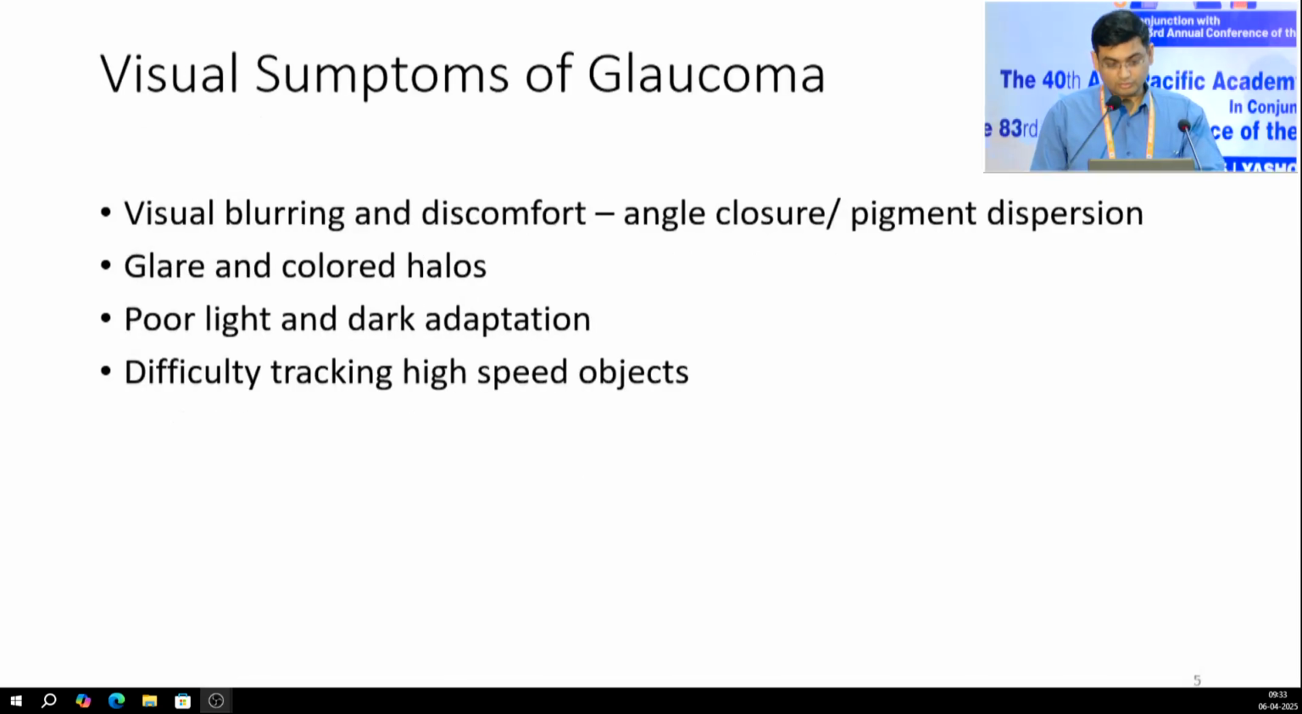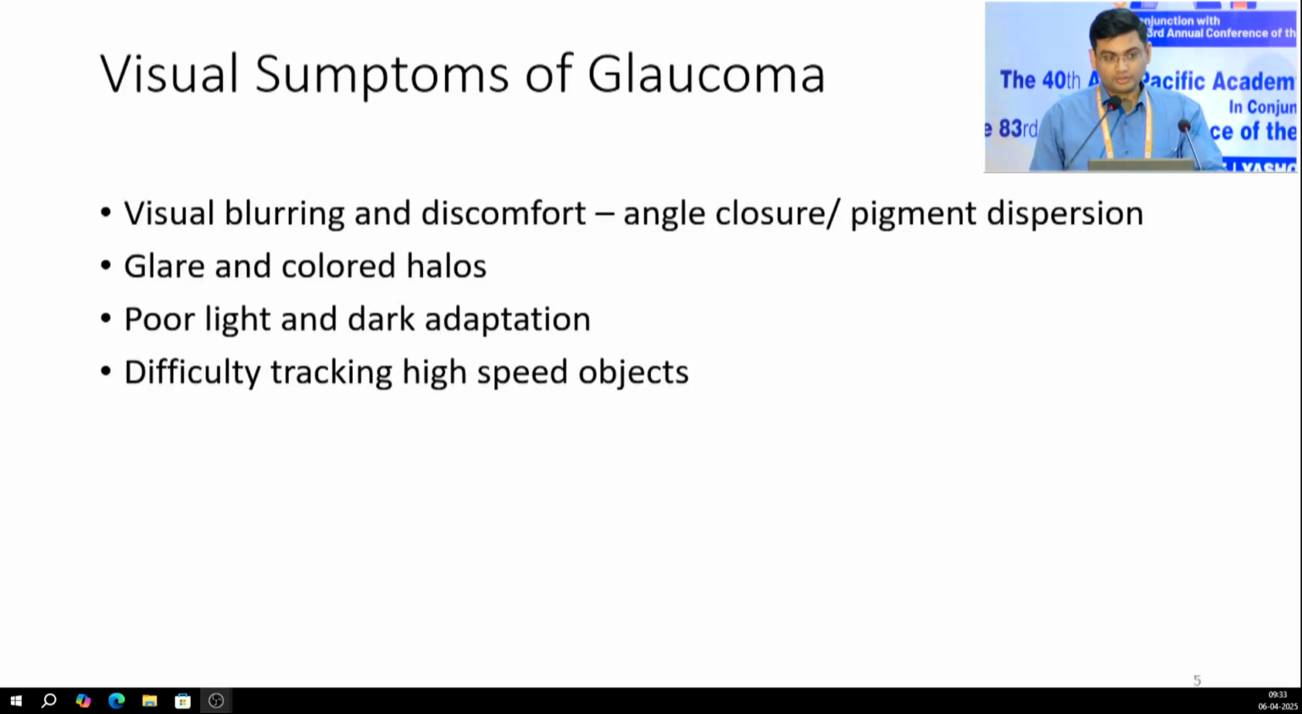Now, visual symptoms of glaucoma. Usually in angle closure and pigment dispersion, the patient will come to you with visual blurring and discomfort. Rest, usually people do not complain of any symptoms. There can be glare, there can be colored halos.